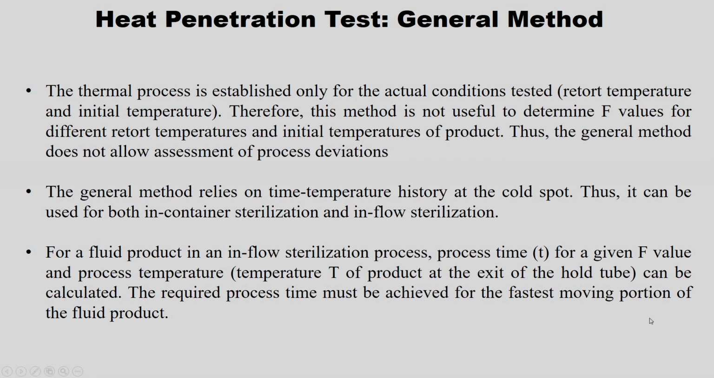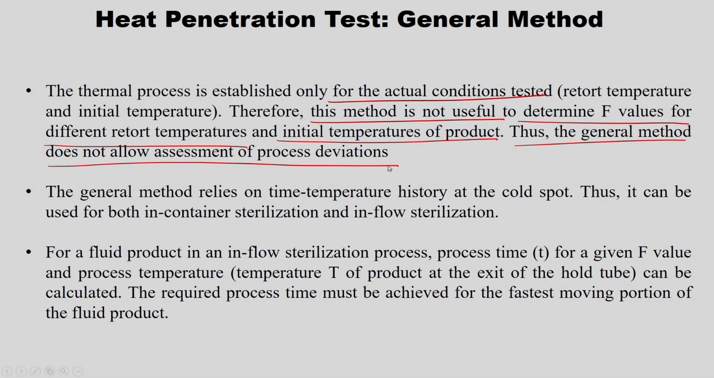The thermal process is established only for the actual conditions tested, because I am doing it for a particular retort temperature and initial temperature. Therefore, this general method is not useful to determine the F value for different retort temperatures and initial temperatures of the product. Thus the general method does not allow the assessment of process deviations, right.